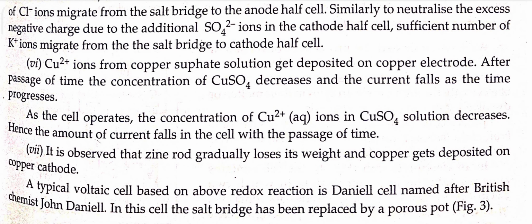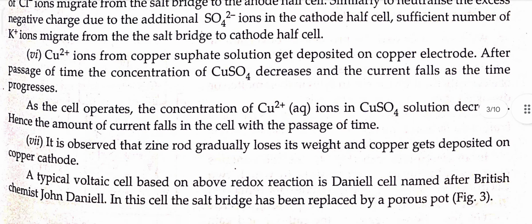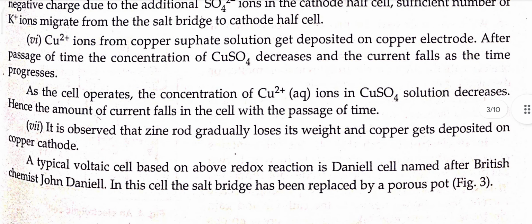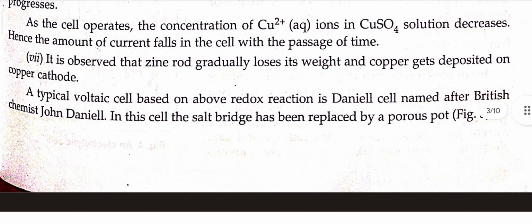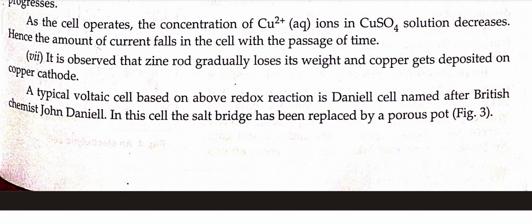Cu2+ ions from the copper sulfate solution get deposited on the copper electrode. After passage of time, the concentration of CuSO4 decreases and the current falls as time progresses. As the cell operates, the concentration of Cu2+ ions in the CuSO4 solution decreases, hence the amount of current falls in the cell with the passage of time. It is observed that the zinc rod gradually loses its weight and copper gets deposited on the copper cathode.